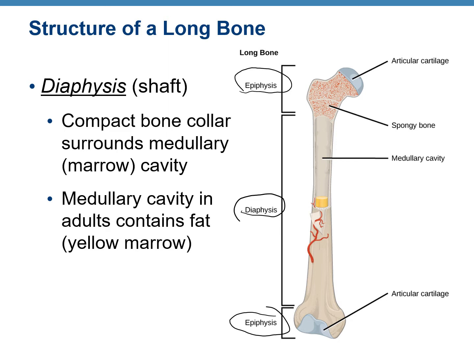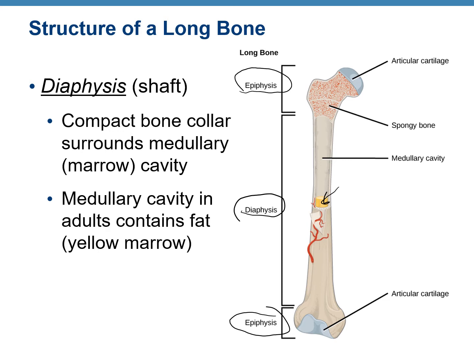So diaphysis is a shaft, compact bone color, surrounds medullary or marrow cavity. And medullary cavity in adults contain yellow marrow, that's pretty much fat, and this is where we store triglyceride to use it later as an energy source.